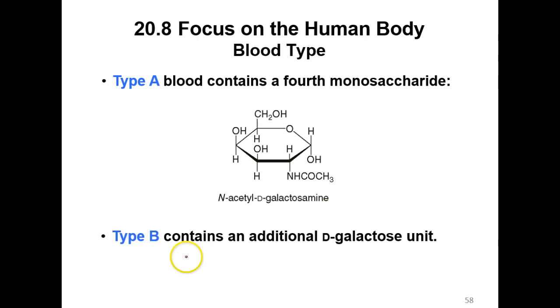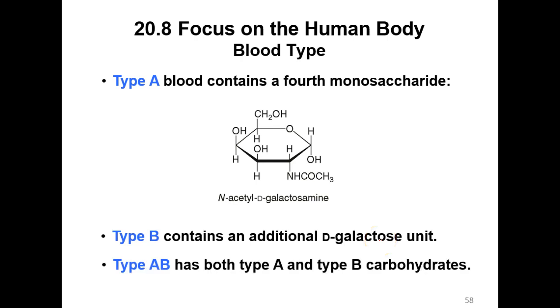Type B contains an additional D-galactose, and then an AB has both A and B.